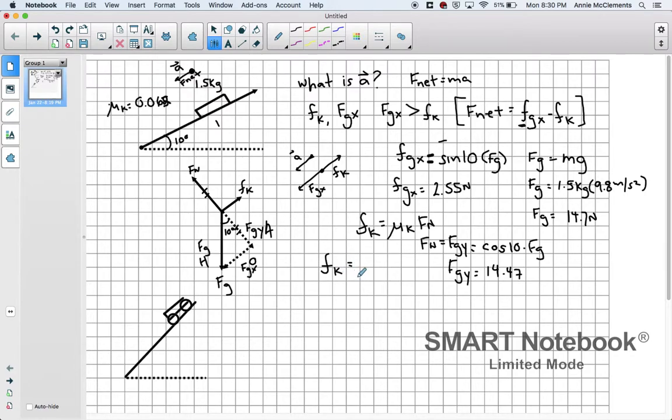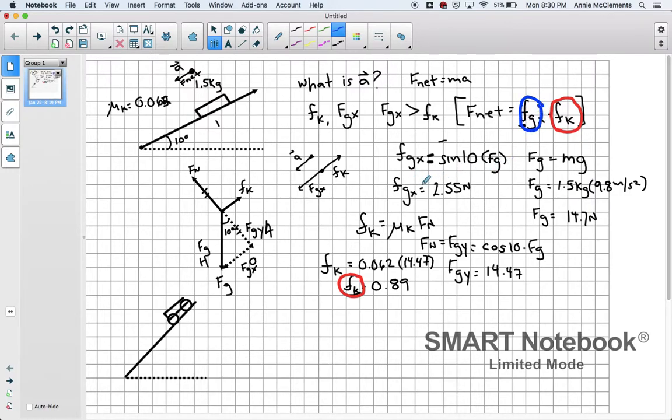Fk equals 0.062, right? That's given in the problem, times 14.47. And you should get that the friction force is going to equal about 0.9, 0.89, we'll call it. So we now have, right, we've found our friction force, which is going to get plugged in up here, right? And we've also found our x component of Fg.